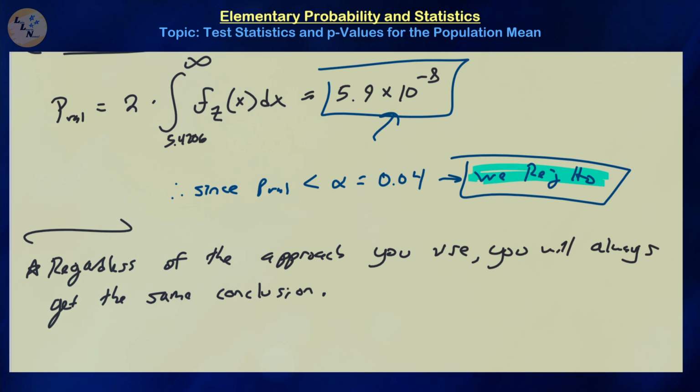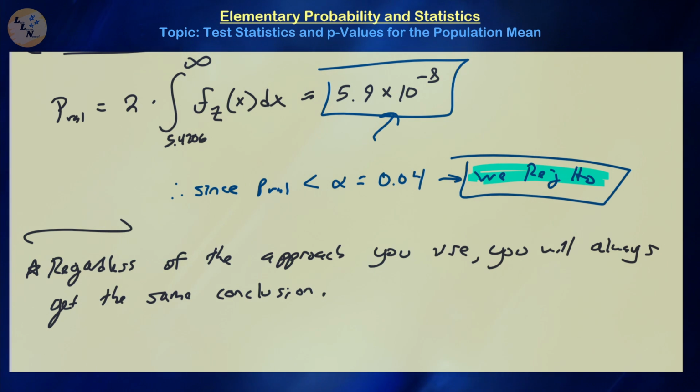But those are the three most commonly used hypothesis testing strategies: confidence intervals, test statistics, and p-values for the population mean mu. Now, are there test statistics, p-values, and confidence intervals for the other parameters, for example, the variance and proportions? The answer is yes.